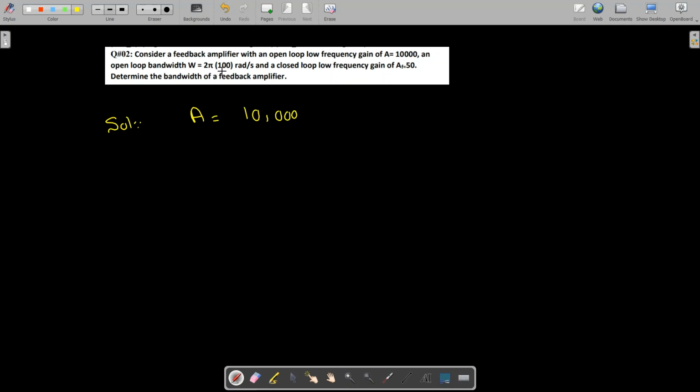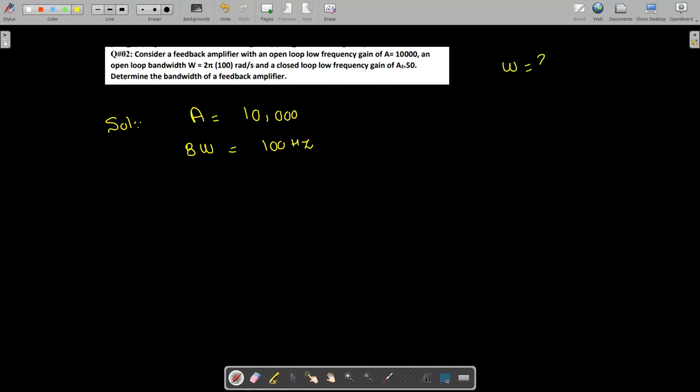Now from here I can find the bandwidth. I can say that BW, the bandwidth without feedback, is equal to 100 Hz, because we know that omega is equal to 2 pi f.